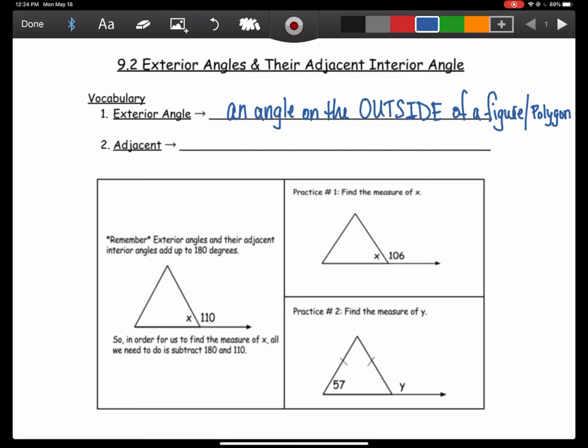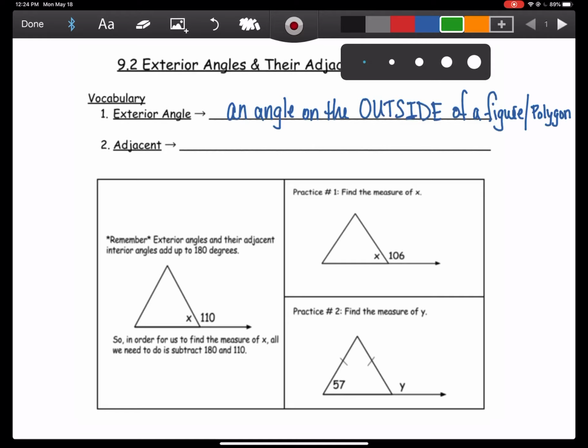Okay. Now, how about the word adjacent? Many of you have probably heard the word adjacent before, but it's not really a word we use in conversation. But you and I right now are not adjacent. We are not near each other. We're pretty far apart, actually. So the word adjacent actually means to be near each other or near something.